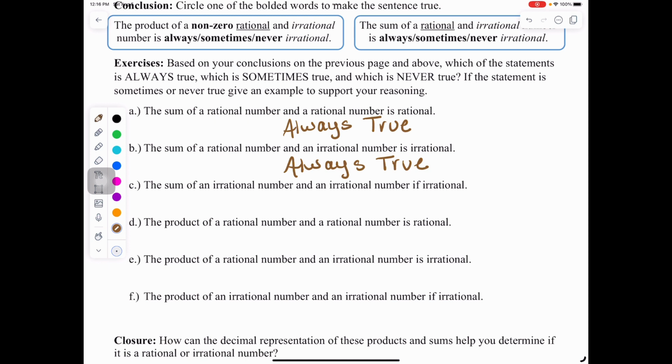Now C says the sum of an irrational and an irrational is irrational. So when we look at that one, we're talking about the sum of two irrational numbers, which was in investigation 2. And we saw there was an exception in the middle part of the table when we took negative 3 square root 5 and we added 3 square root 5. We actually got 0. So that one does not always work out. This one is going to be sometimes.